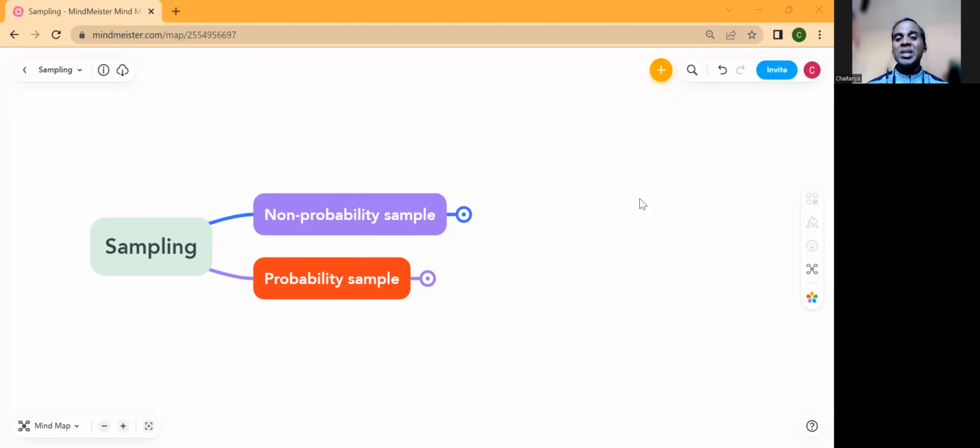But for now, we will understand that in a non-probability sample, we don't know the probability of the item being in the sample. Whereas in a probability sample, we know exactly, or to a largely accurate level, what the likelihood of a particular item or person being sampled and surveyed might be. So hold on to your horses. We'll take an example to understand these two things better.